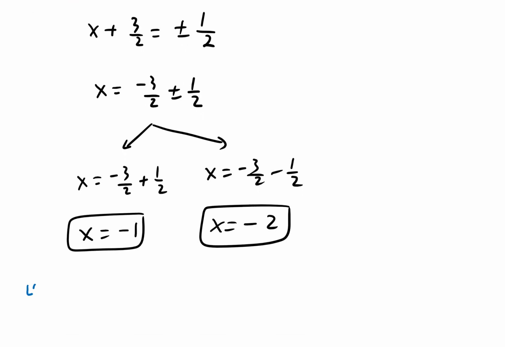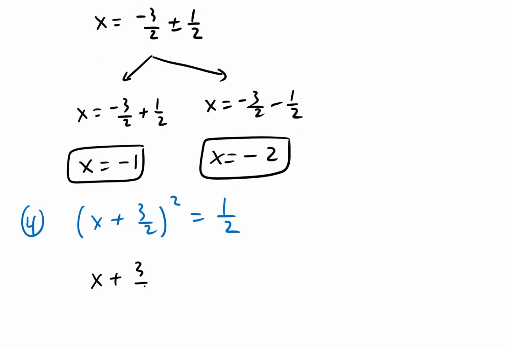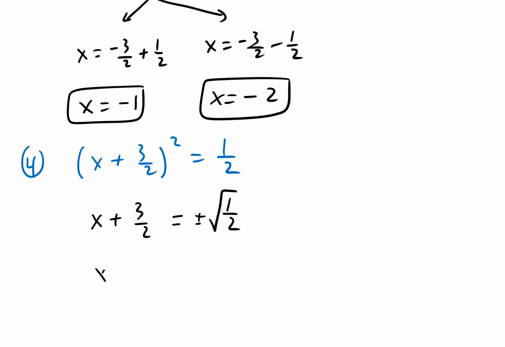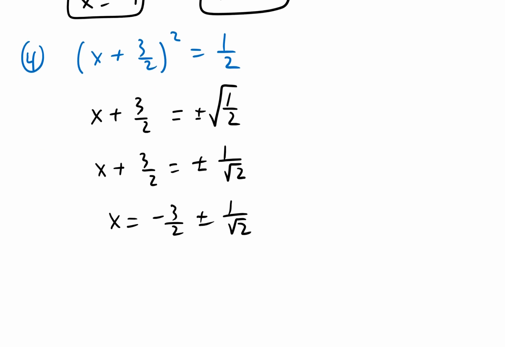How about if they ask us to solve the same equation, but instead of 1/4, I'm going to change it to 1/2. Then x plus 3 halves is plus or minus the square root of 1/2, which is plus or minus 1 over square root of 2. If we subtract 3 halves on both sides, that gives us this. It would be nice to simplify these or split it up into two cases, one positive, one negative.